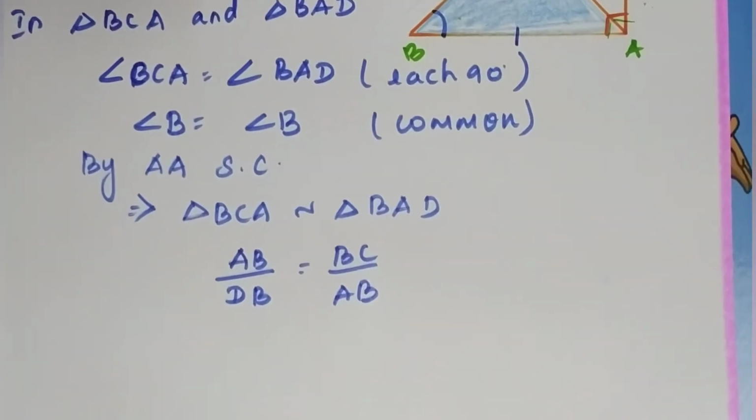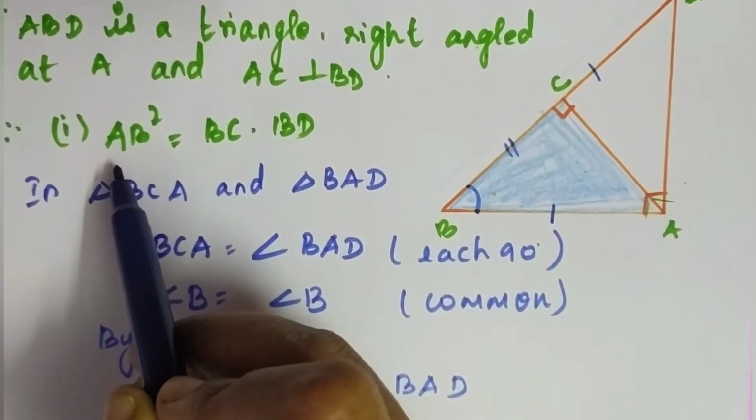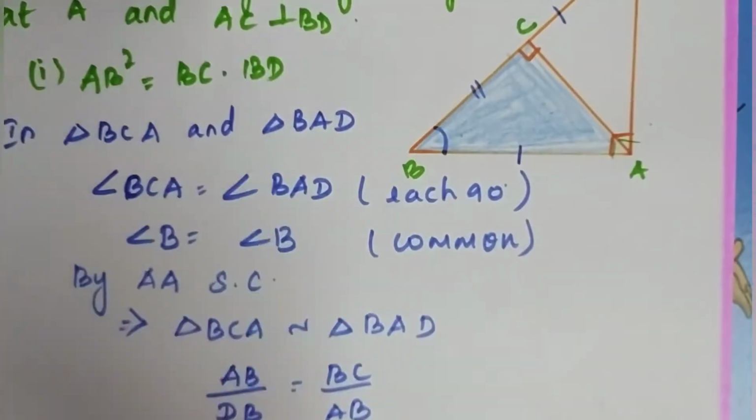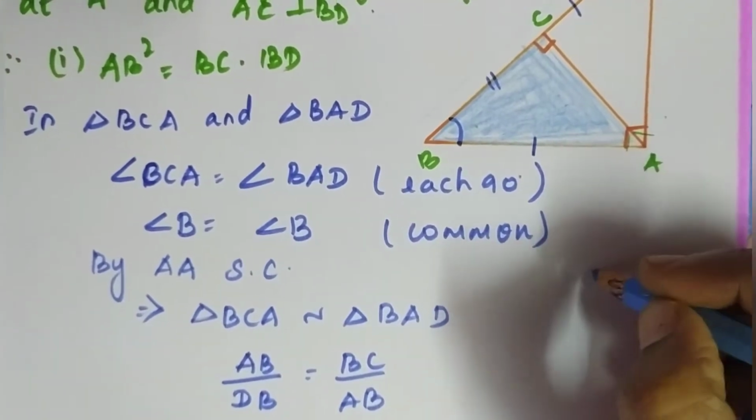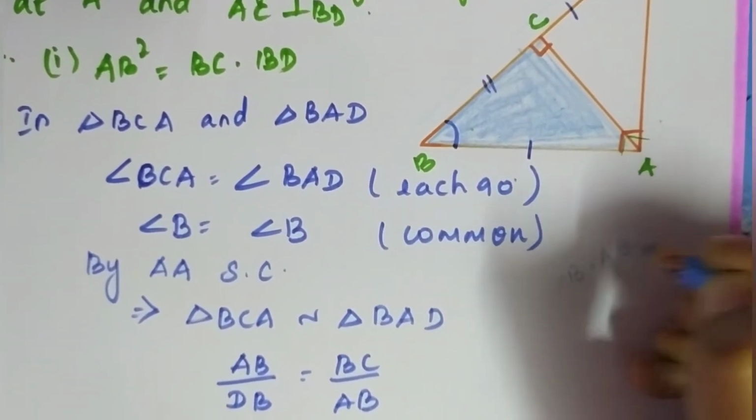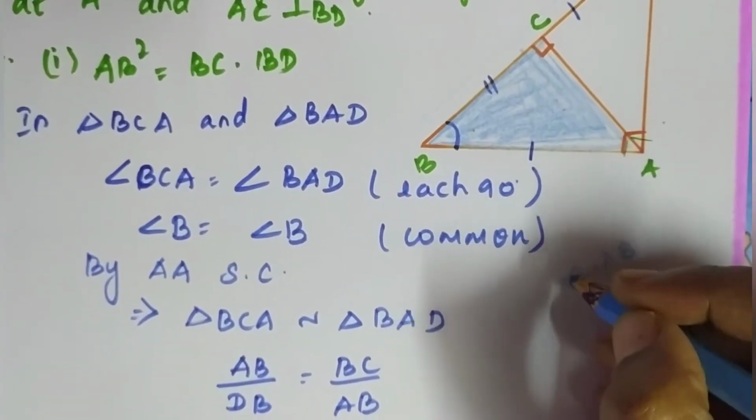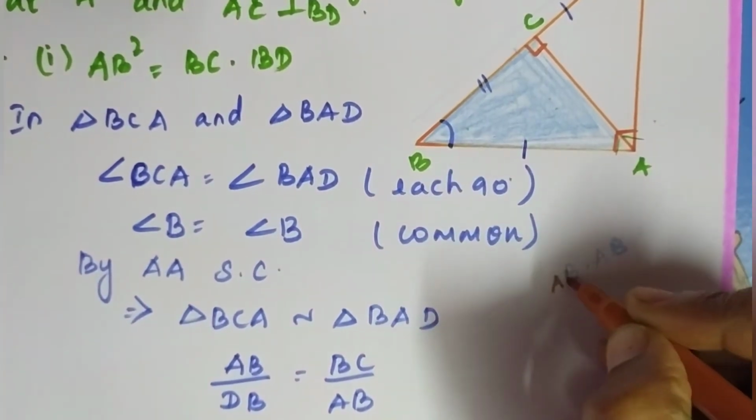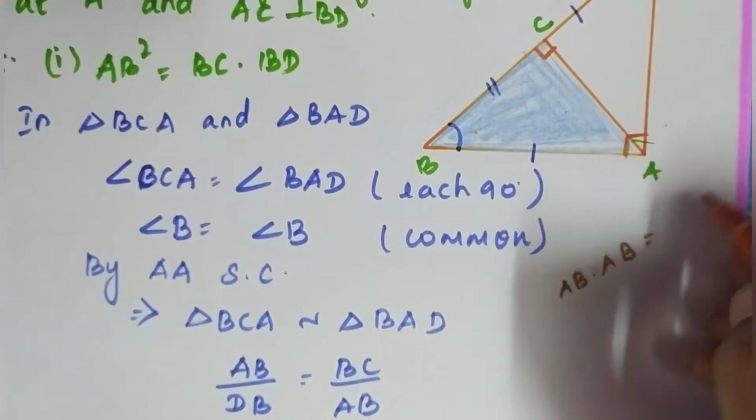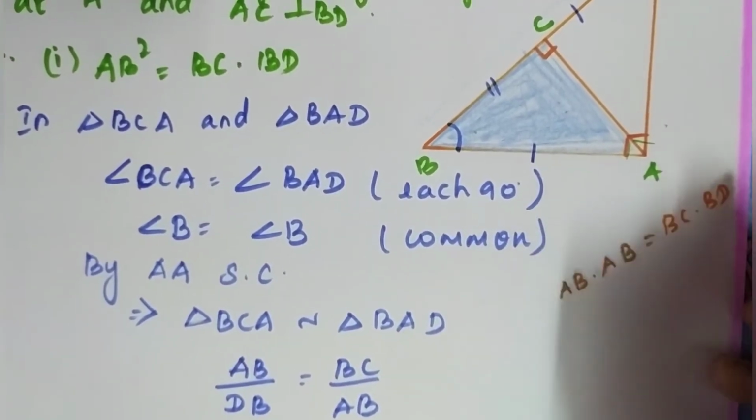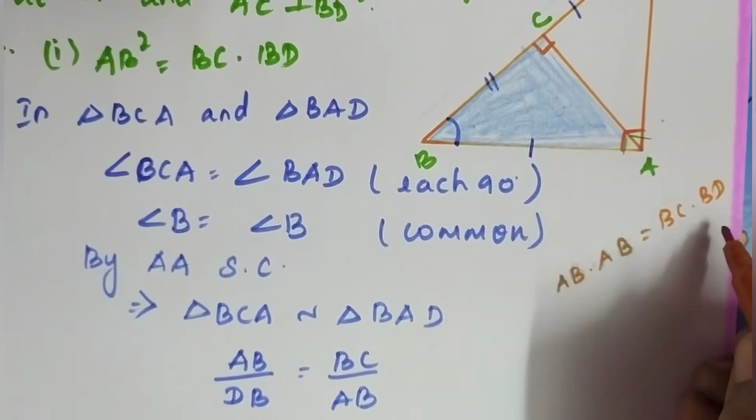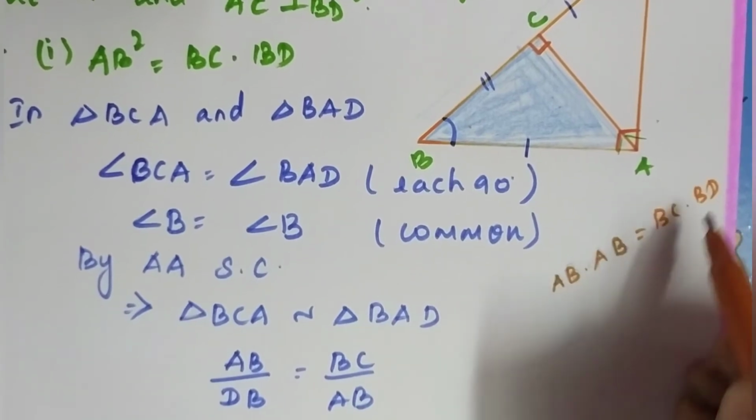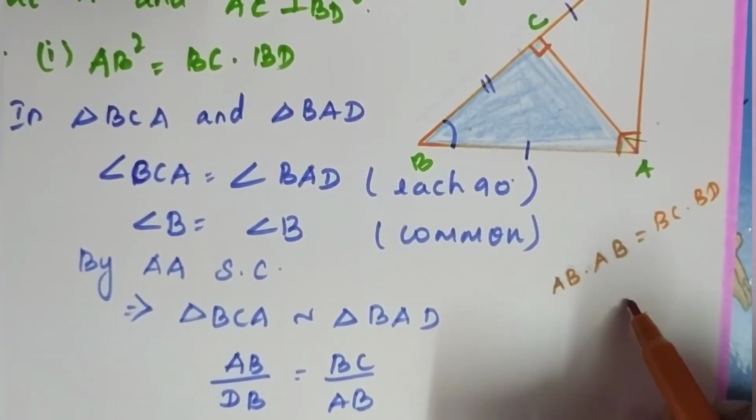I tell you one short trick also. What do we have to prove? AB square is equal to BC into BD. So write AB square as AB into AB, and then AB into AB is equal to BC into BD. This only we have to prove, no? One AB you have to shift to the right hand side denominator, and BD or BC, anything you have to shift to the left hand side.